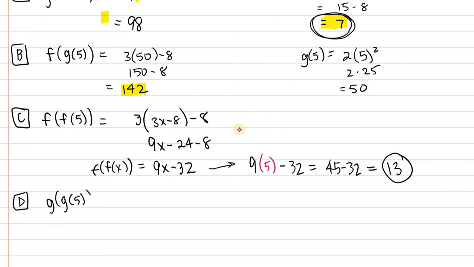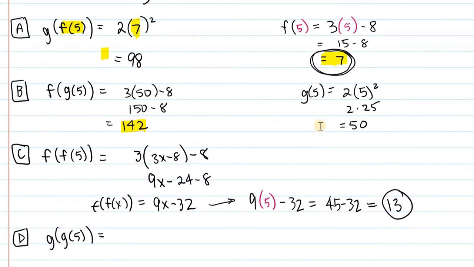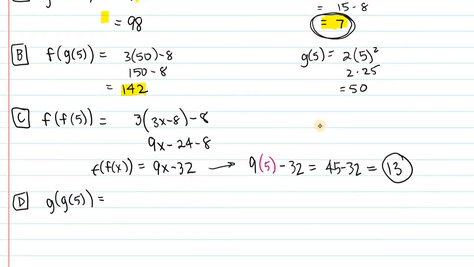g of g of 5. So let's think about this. Do we already know what g of 5 is? Yes, we do. It was over here. We already found it. So if we recall, our g function is 2x squared. So this would be 2 times 2x squared, squared, right? Which ends up being 2 times 4x to the 4th. And then we could plug in 5 there to figure out what it is.